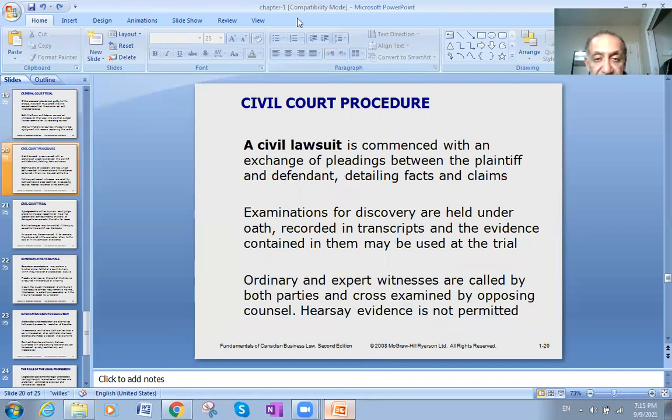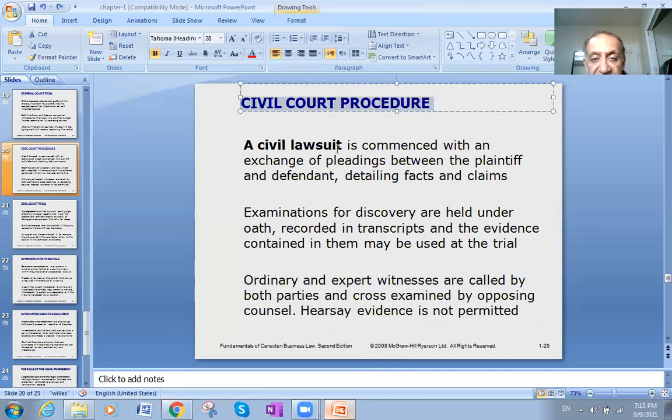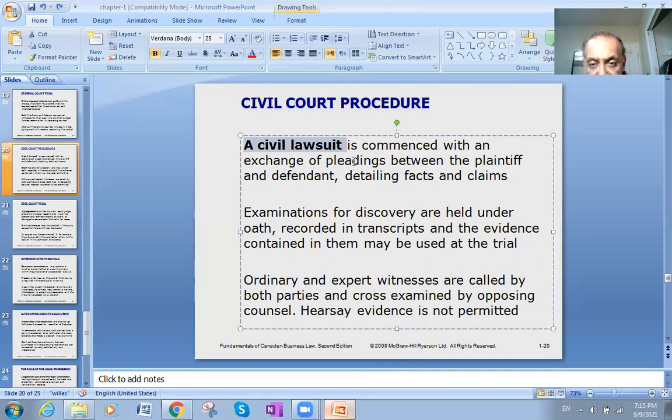Civil court procedures. A civil lawsuit is commenced with an exchange of pleadings between the plaintiff and defendant, detailing facts and claims. Examinations for discovery are held under oath. So you will have to say the oath that you are not telling lies. They are recorded in transcripts, and the evidence contained in them may be used at the trial.